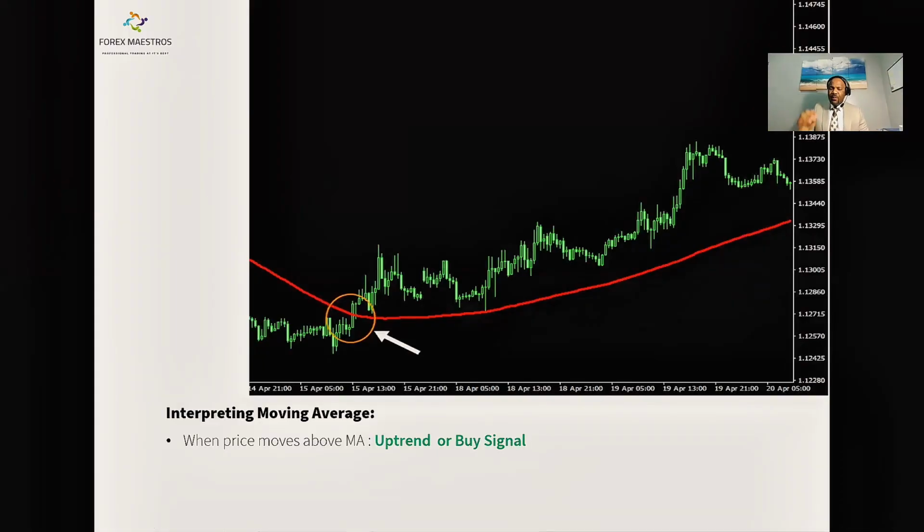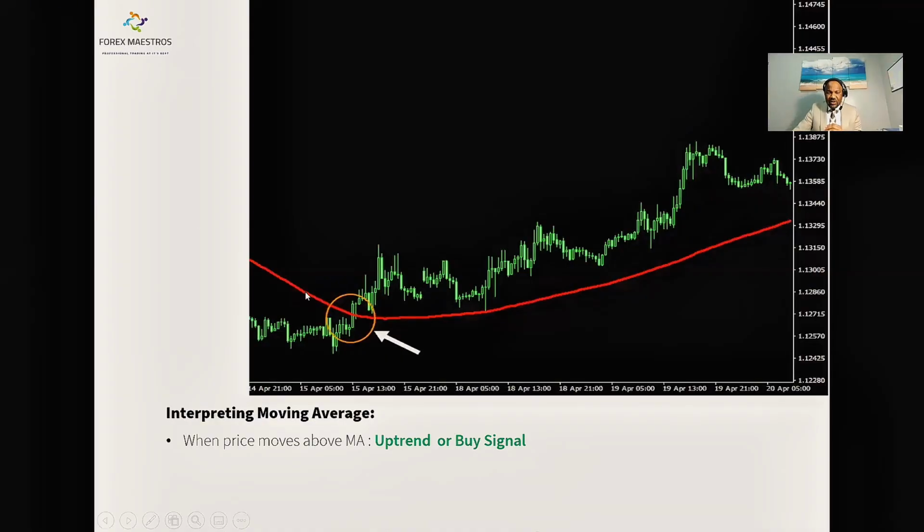When price moves above your moving average, when the candles cross above the moving average and start forming above it, it simply means that from that time onward into the future, the market is in an uptrend. Did you get that statement?